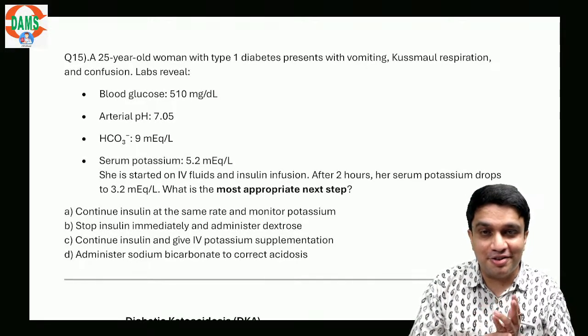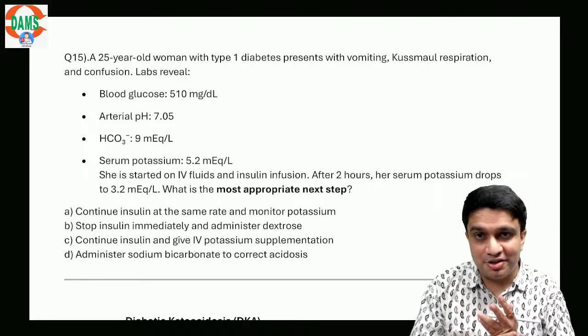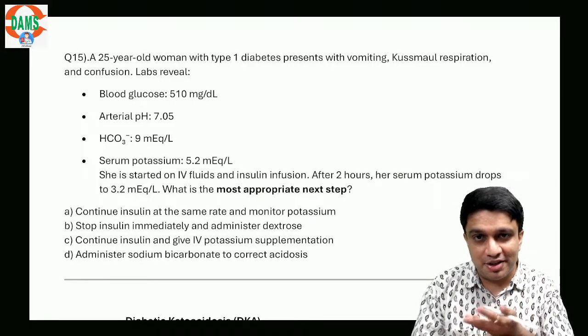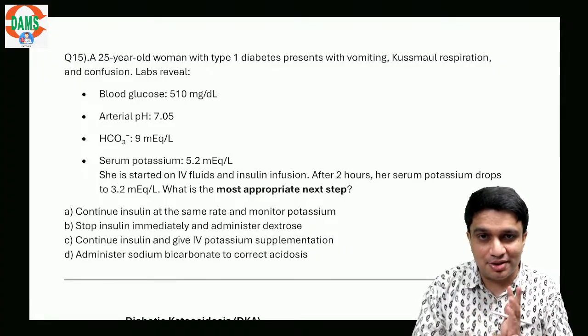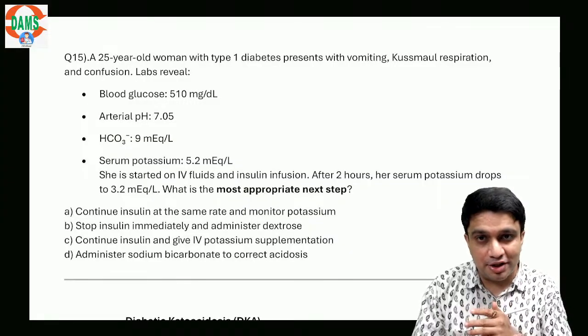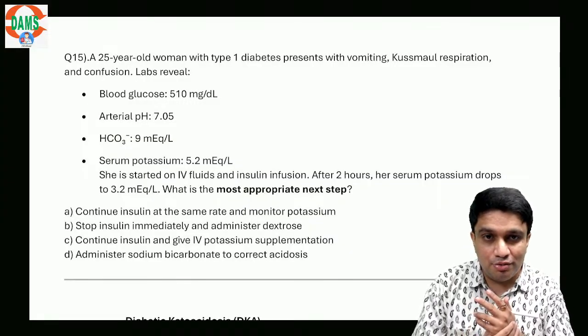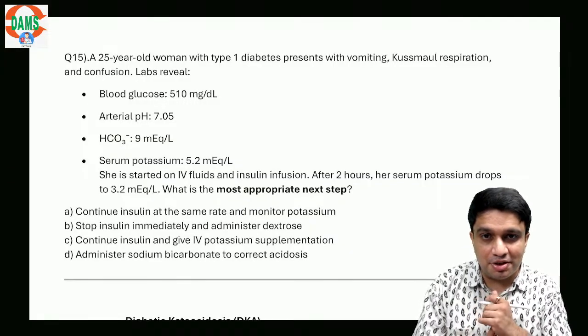A 25-year-old woman with type 1 diabetes presented with vomiting, rapid respiration and confusion. The glucose is 510, pH is 7.05, bicarb is low. You started the patient on IV fluid infusion. After 2 hours, serum potassium drops to 3.2. What is the most appropriate next step in the patient?